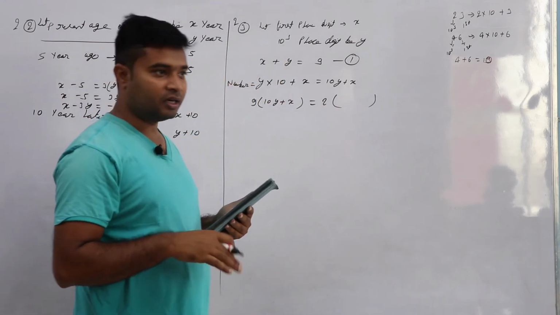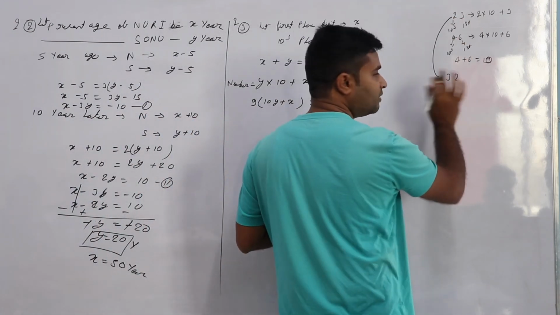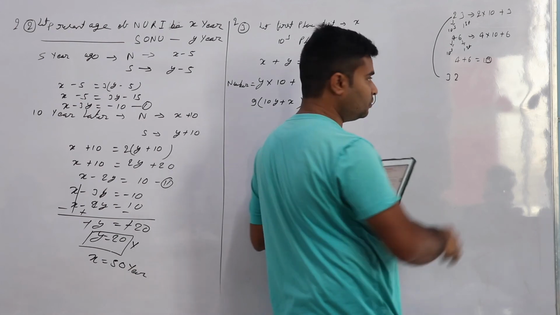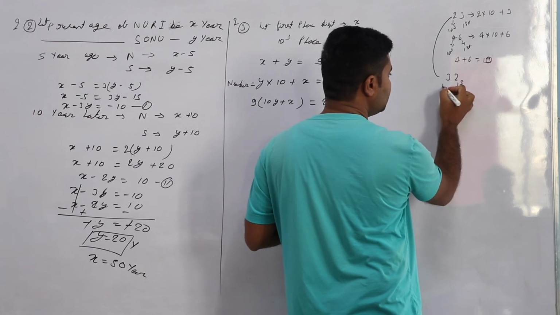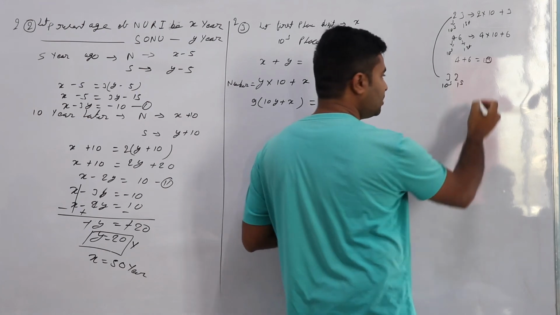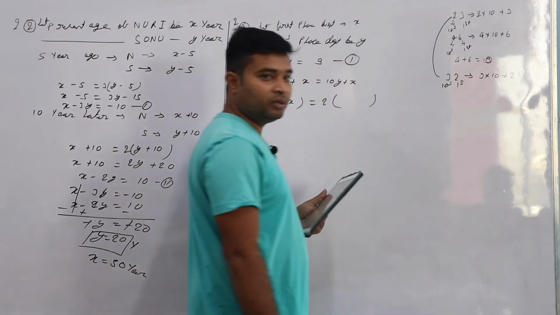Reverse the order. Reversing the order means if this number is 23, I reverse the digits. What was first in the tens place now becomes the first place, and this becomes the tens place. Now what will the number be? 3 into 10 plus 2.